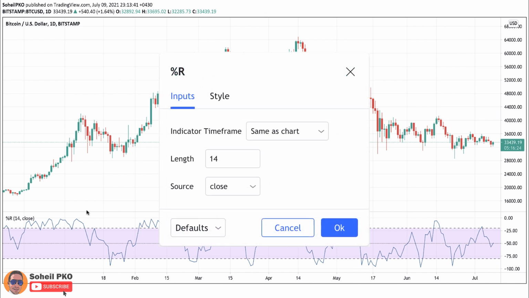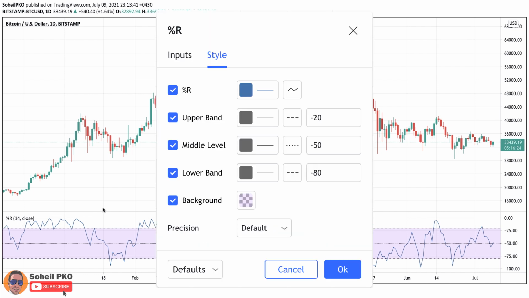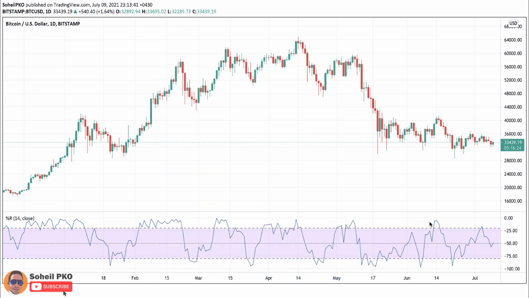The default lookback period for this indicator is 14 and also the default level of overbought and oversold levels are -20 and -80. The default setting works pretty well, but you can adjust the setting based on your trading style and trading system or the market you're trading so the indicator better matches with your whole analytical process. Alright, now let's see how we interpret this indicator.